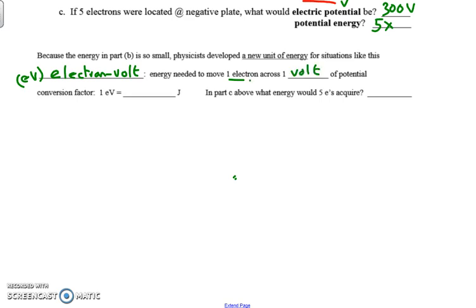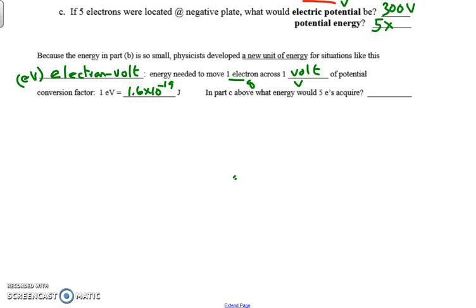1 electron would be Q, 1 volt of potential would be V, so Q times V is energy, as we saw above. So the conversion factor is pretty straightforward, and it's in your reference tables. 1 electron volt of energy is 1.6 times 10 to the negative 19th joules. And there's that 1.6 times 10 to the negative 19th again. This is for an energy conversion. We've also seen it for a charge conversion. So in part C of above, what energy would 5 electrons acquire?